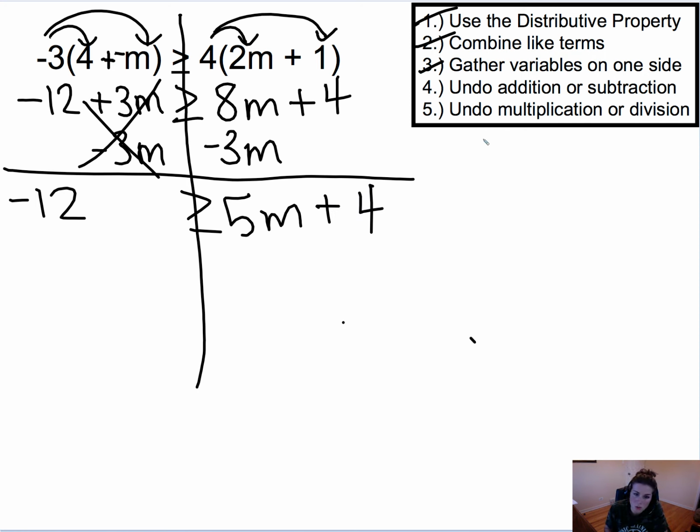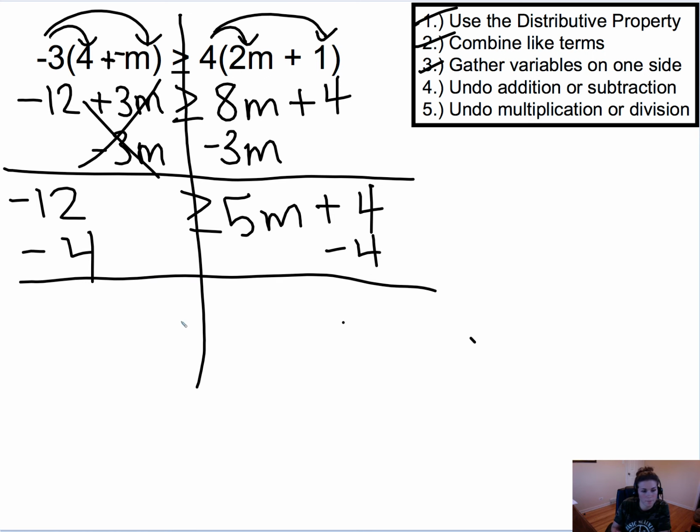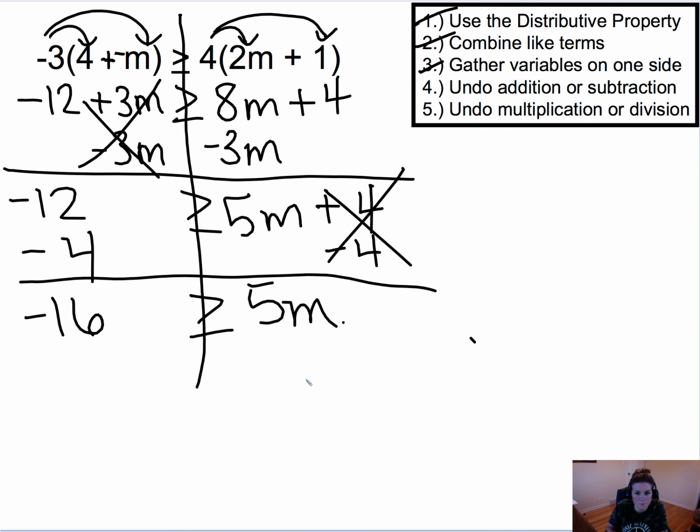Step 4 says to undo addition or subtraction. First you want to look for the variable. Remember, the variable's on the right side here. We don't want to add or subtract the negative 12. We want to get rid of the 4 and the 5 on the side with the variable. So the 4 is attached with addition, so I will subtract 4 on both sides. So negative 12 minus 4 is negative 16. Bring down my sign and bring down the 5m because the 4 minus 4 cancels.